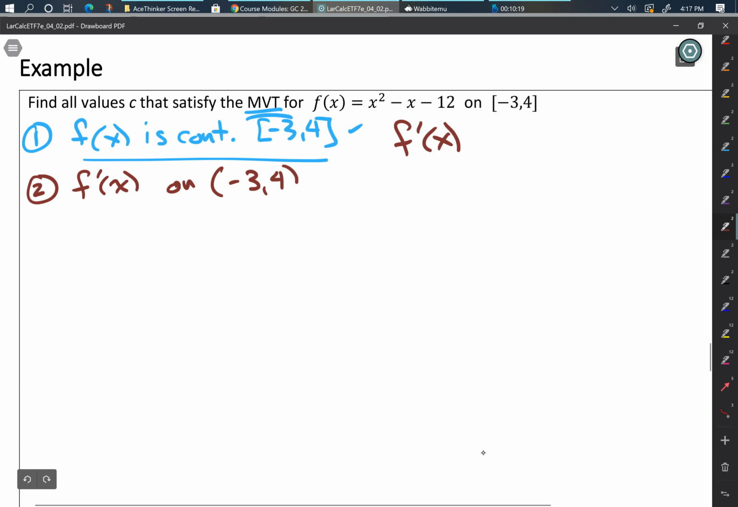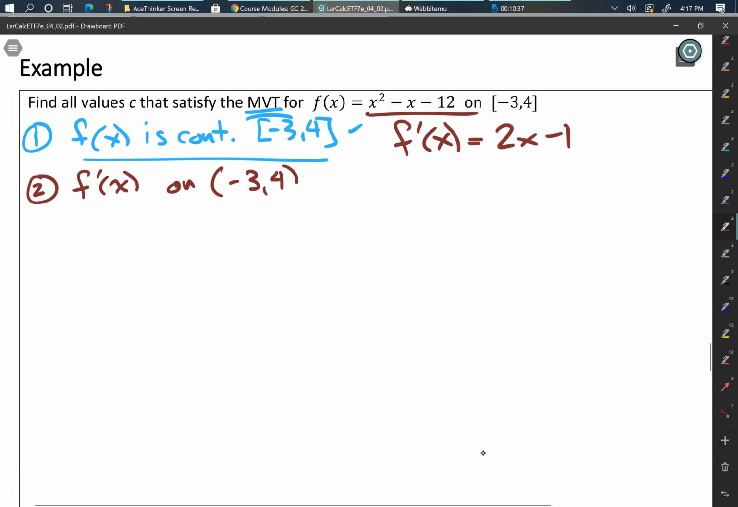So what is f prime? Well, derivative of x squared is 2x. Derivative of negative x is -1. Negative 12 is 0, so 2x minus 1. 2x minus 1 does not have any issues, so it will exist on the interval from -3 to +4. I have no worries there.